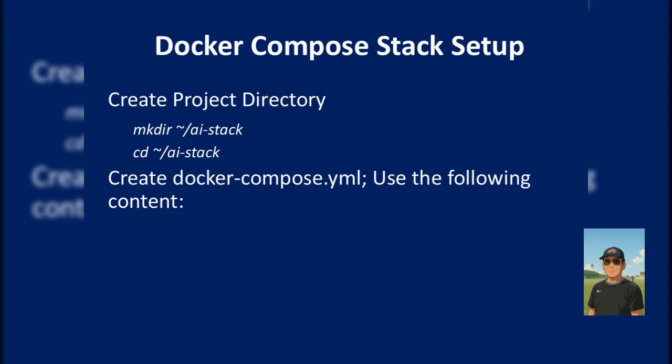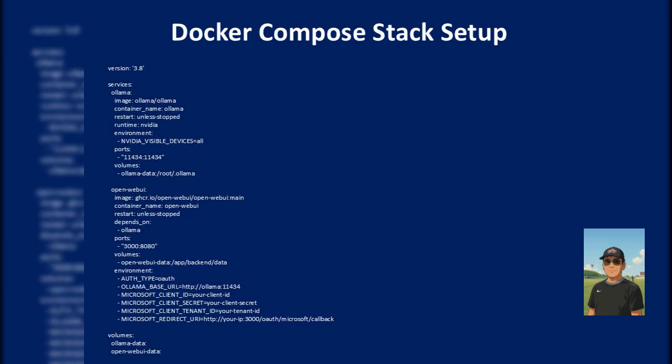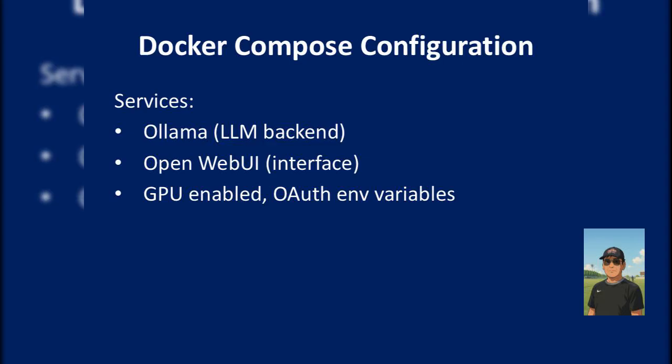Create a project directory and set up your Docker Compose stack. Use the provided content to configure your environment for running AI models. Configure your Docker Compose stack with services like Ollama for LLM backend, WebUI for interface, and ensure GPU is enabled with OAuth environment variables. Key highlights of your Docker Compose.yml include ports for Ollama and WebUI, Microsoft OAuth for secure login, and persistent volumes for data management.